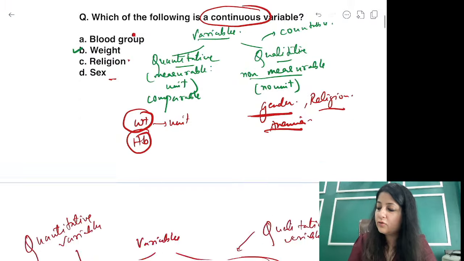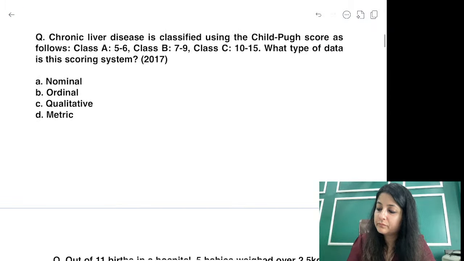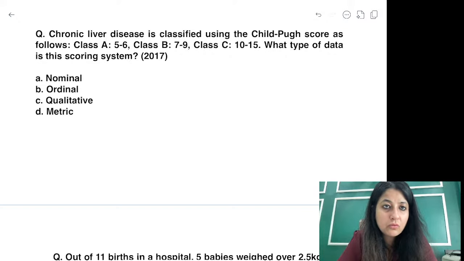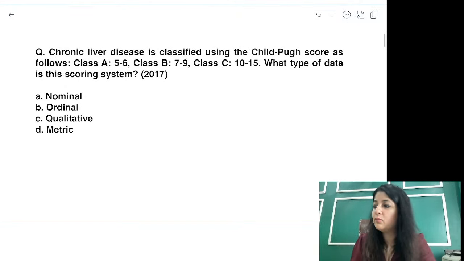Okay? Let's go to the second topic of the day. Chronic liver disease is classified using the Child-Pugh score as follows. Class A 5 to 6, Class B 7 to 9, Class C 10 to 15. What type of data is this scoring system?